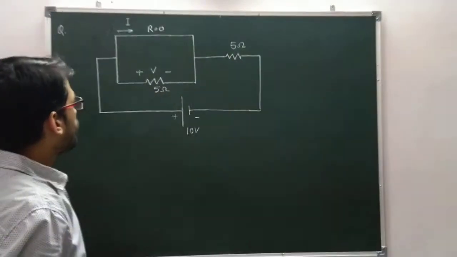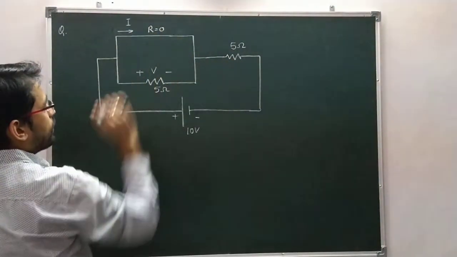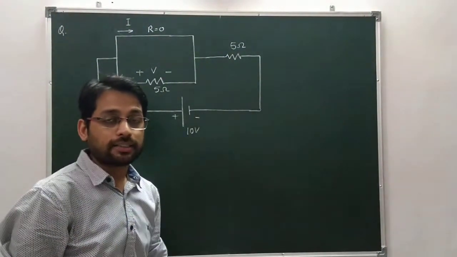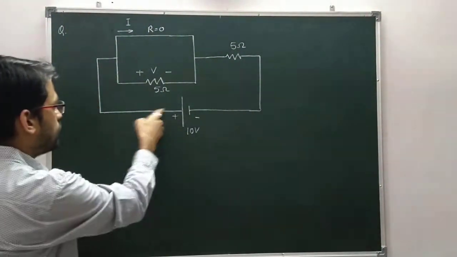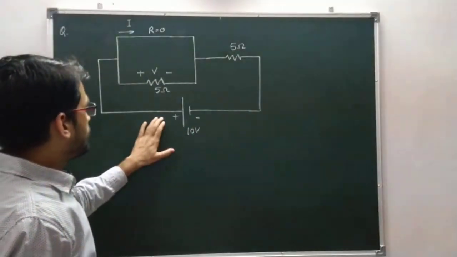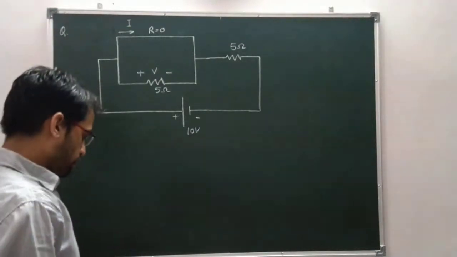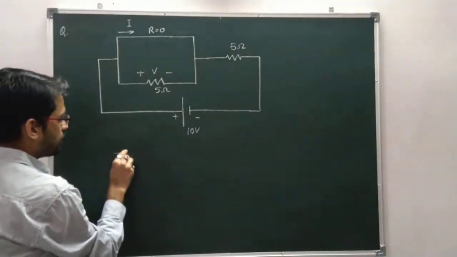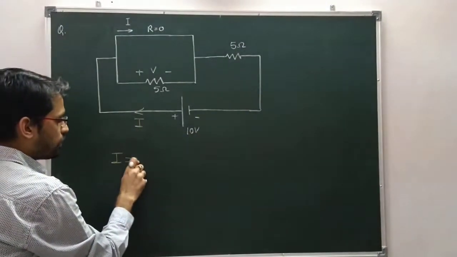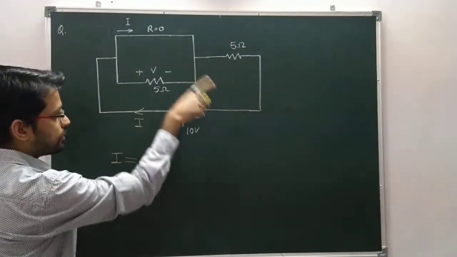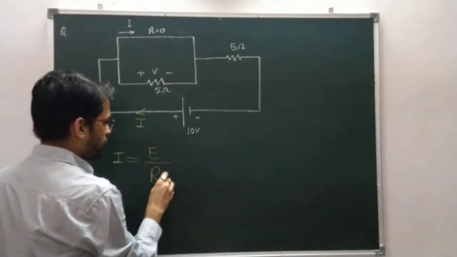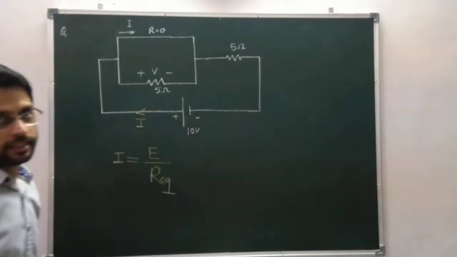Now find the parallel combination of these two. Why? Because our first step is to find the current drawn from the cell, and we can find the current drawn from the cell using this formula. I is the current drawn from the cell, which equals the EMF of the whole circuit divided by the equivalent resistance of the circuit.